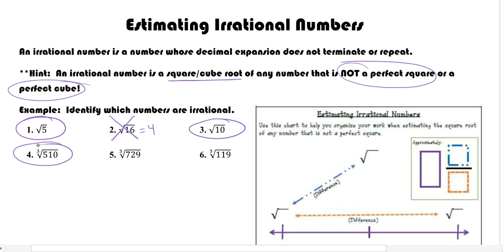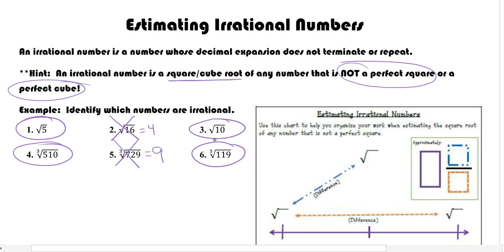The cube root of 729: is there a number that when I multiply it by itself 3 times would give me 729? If you look back at your chart, there is, and it's the number 9. So that is a perfect cube, so that is not irrational. And then number 6 is the cube root of 119. If you look at your chart, 119 is not a perfect cube, so that is irrational.